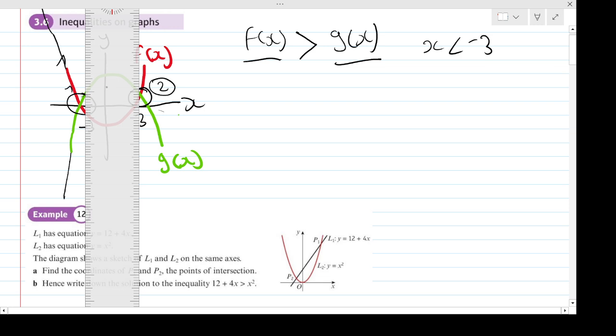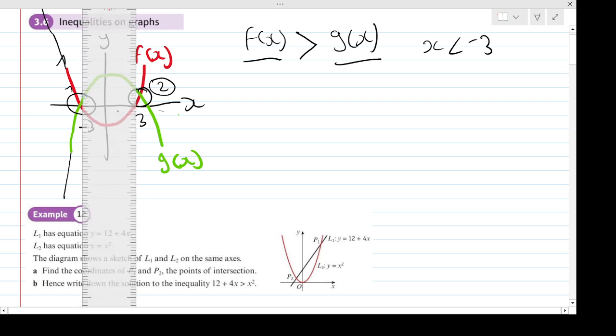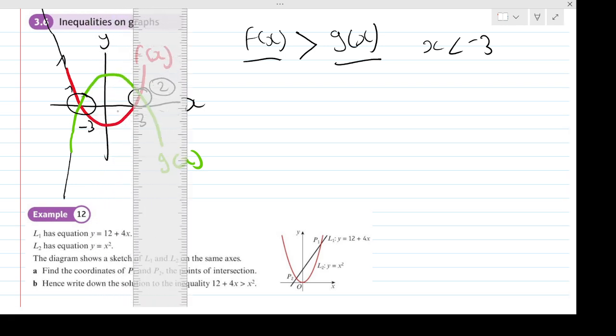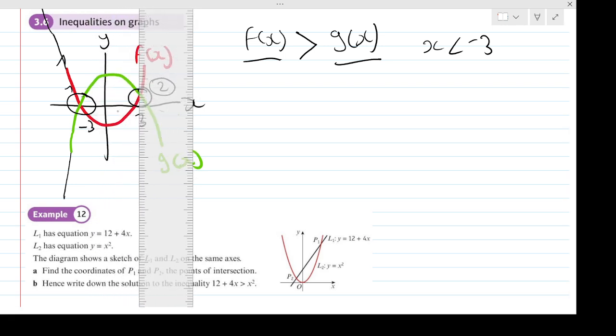When we then approach the first intersection here, what happens if we keep moving to the right? Well, then we meet the other point of intersection.